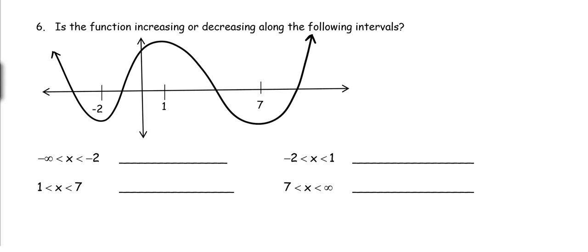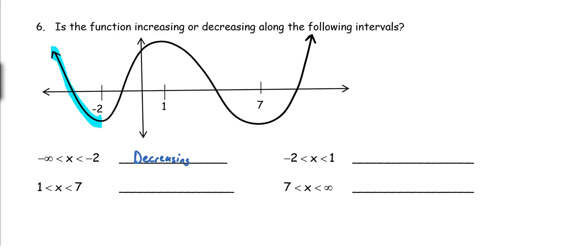So the first interval that we are given is negative infinity to negative 2. So remember, negative infinity is our left arrow. So as I trace my graph to get to negative 2, I move down along the graph, which means that my graph is decreasing.